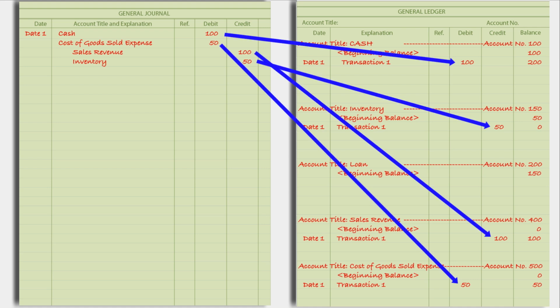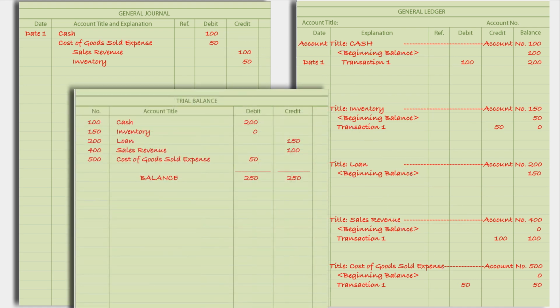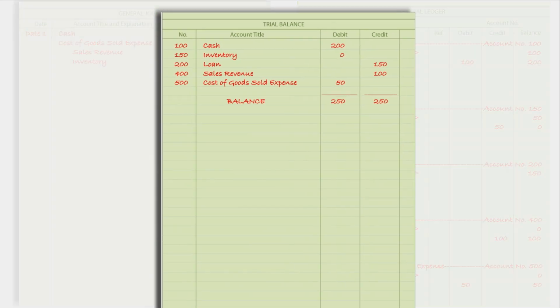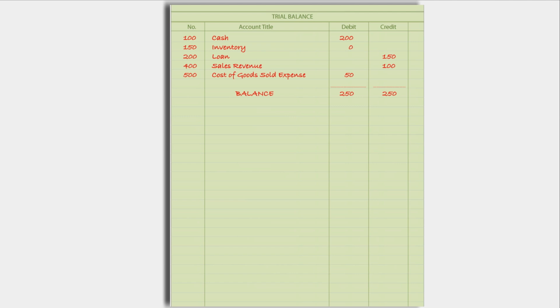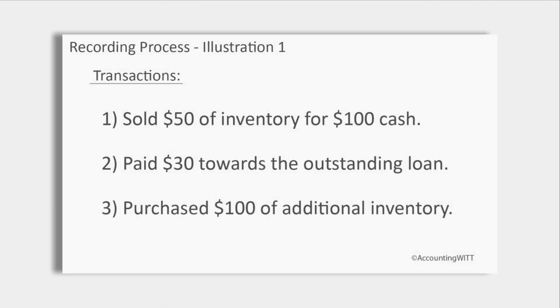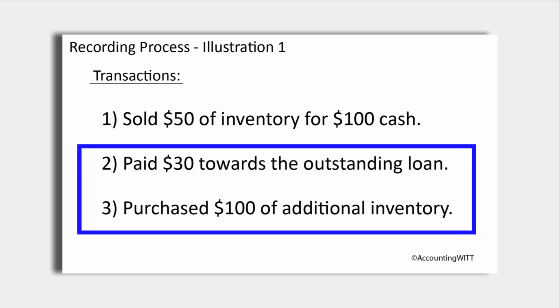Now that we have posted the journal entry for the first transaction to the ledger, the account balances can be updated on the trial balance. The trial balance as seen here now reflects all of the account balances after the first transaction has been recorded. If you would like to see the recording process illustrated for the remaining transactions of this example, proceed to the next video in the playlist.